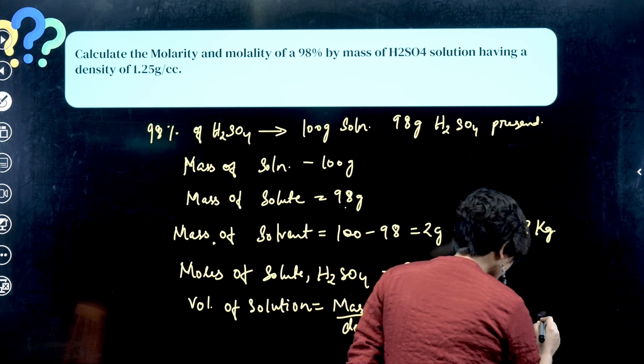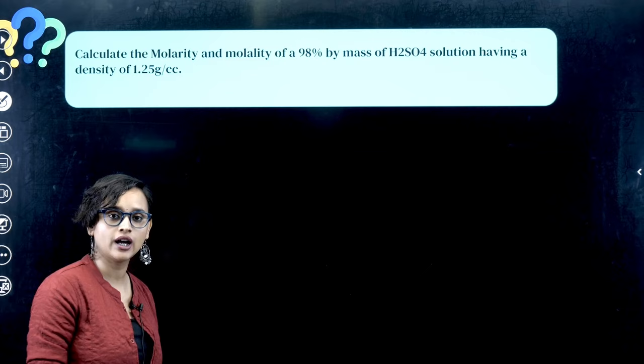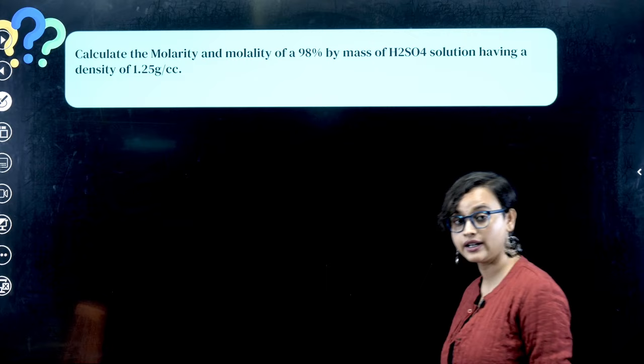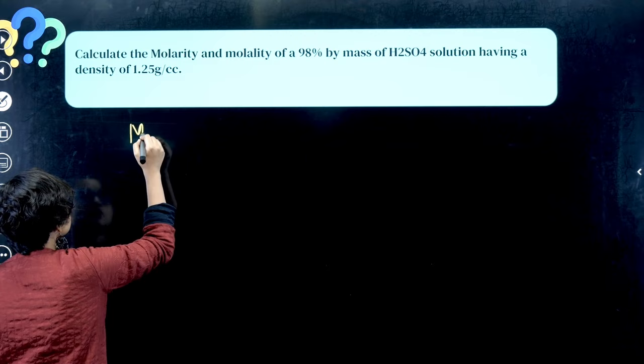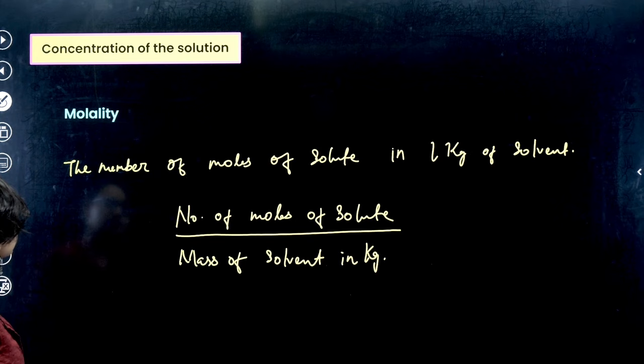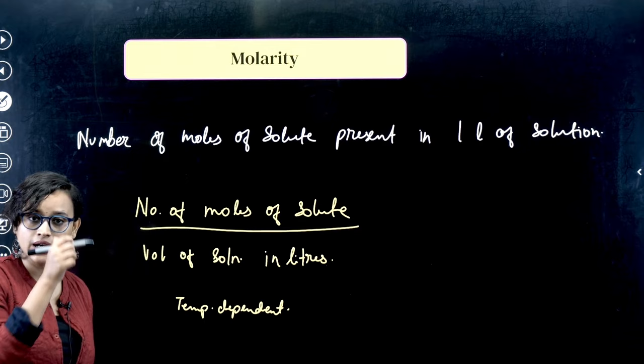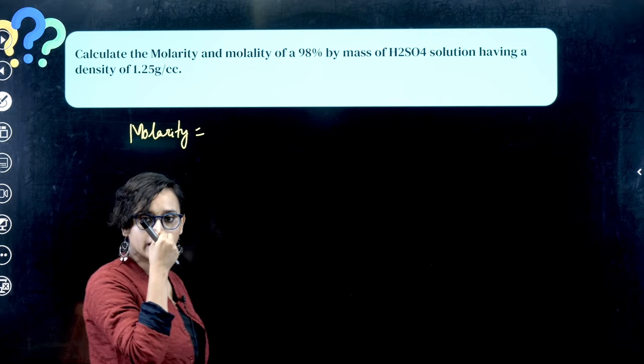Great. Now, what do we have to do next, everybody? Now we will have to find the molarity. We have found mass, moles, volume of solution, everything. Let's find molarity. What is molarity? Right now we just wrote it: number of moles of solute divided by volume of solution in liter. So that means 1 divided by, what will it be?